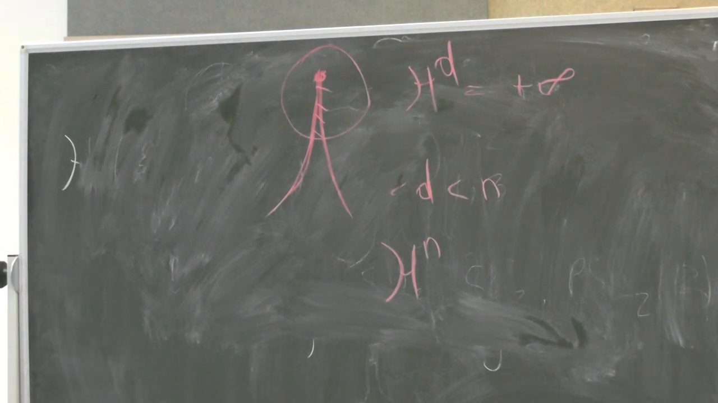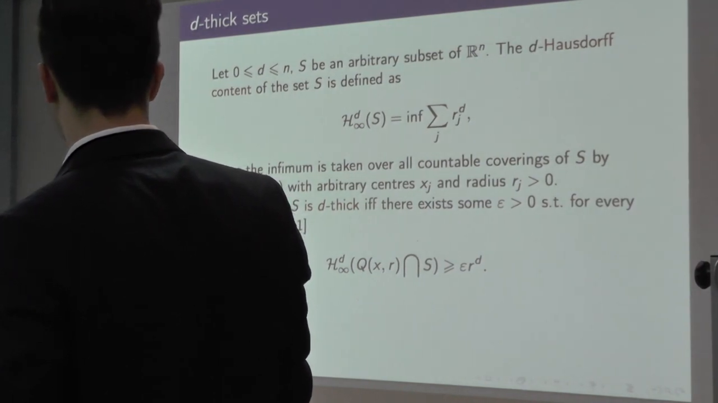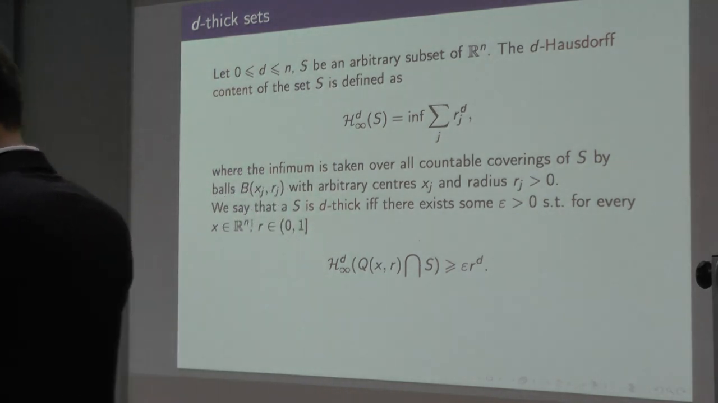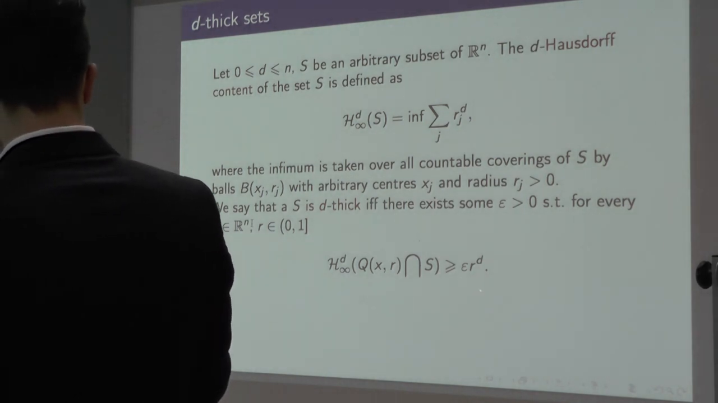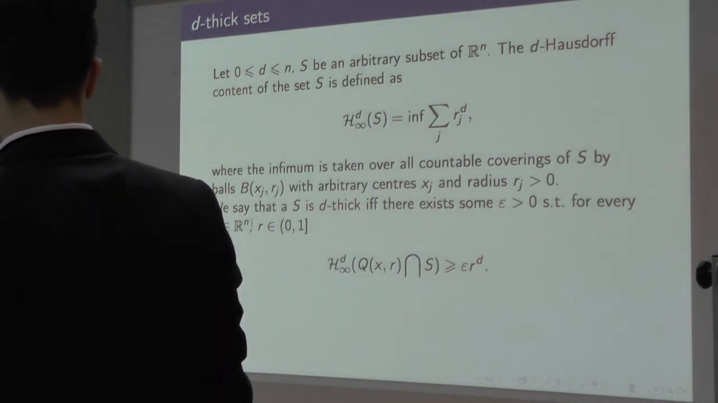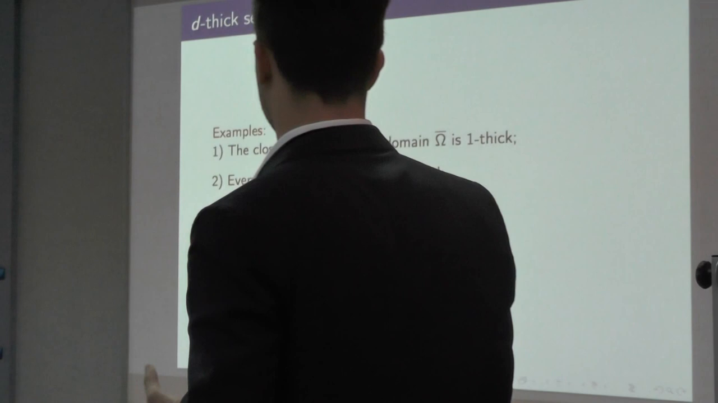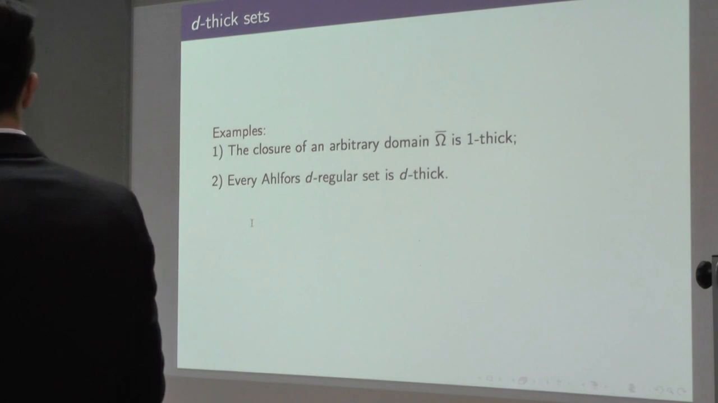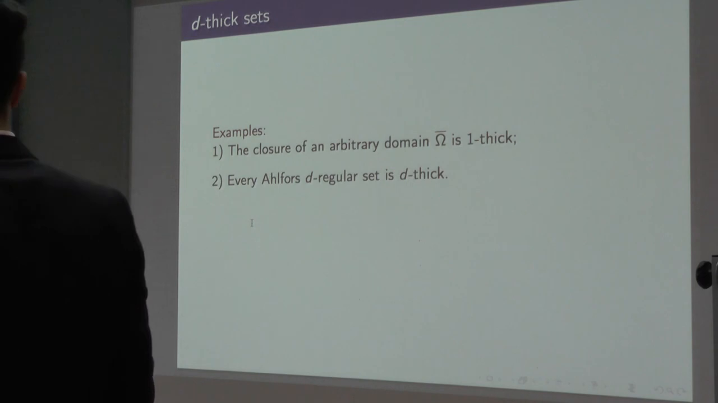We say that S is d-thick if there exists some epsilon such that for every x and sufficiently small r, the Hausdorff content of the intersection of every cube Q with sufficiently small side length with our set is bounded from below by epsilon r to the power d. Here we see typical examples. Every d-Ahlfors regular set is of course d-thick, but what is more important, the closure of an arbitrary domain is 1-thick.